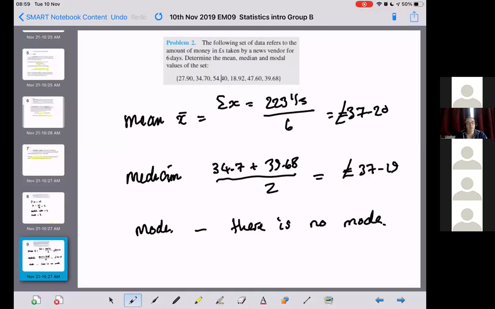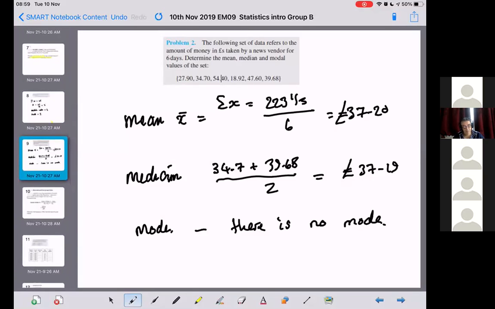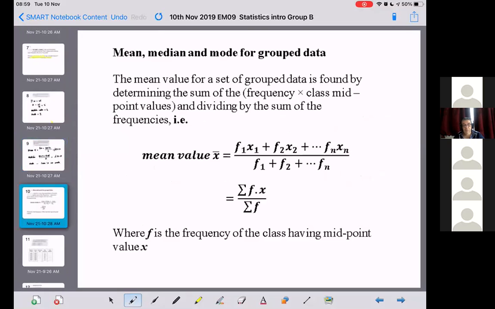Okay, so that's mean, median, and mode of ungrouped data. What we're going to do now is move on to mean, median, mode for grouped data. The mean value for a set of grouped data is found by determining the sum of the frequency times class midpoint values and dividing that by the sum of the frequencies. So you take the midpoint values of each class.